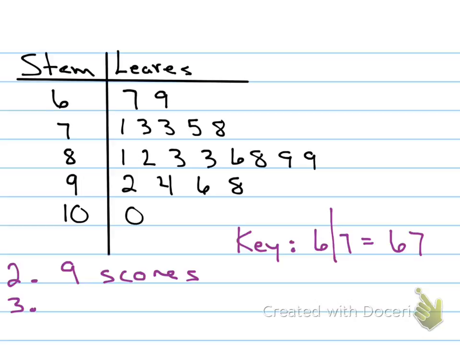Now in number 3, it says to make a conclusion about the data. Anytime you're making a conclusion, you're looking for where most of the numbers are clustered. So I would say on this one that most of the scores fell in the 80s. Okay, I'm looking for where the scores are clustered.